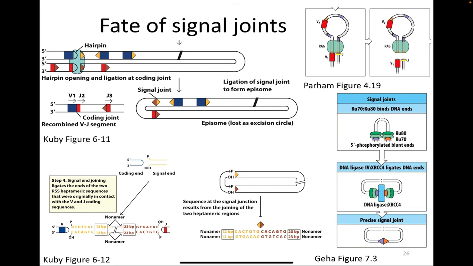Here you can see my two signal ends. Ligase joins them together. The end. That's it. Ligase just takes those two ends that have been made and joins them together, and we're done. We get this little circle of DNA with this nice, precise, perfect joining, and it's just a random piece of DNA that's going to float around the cell, and we do not care about it at all anymore. So a signal joint, easy.